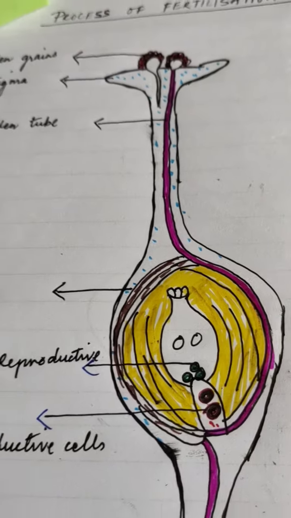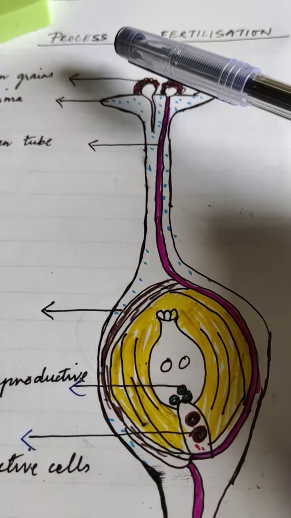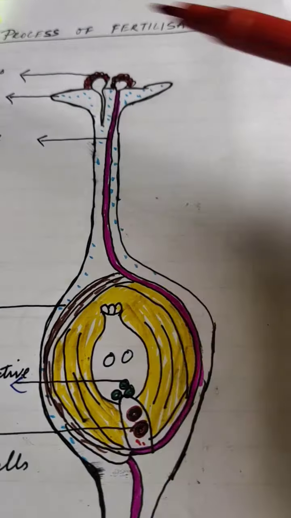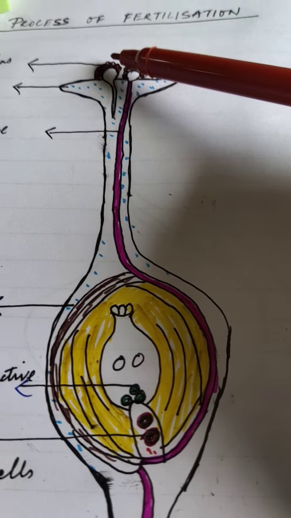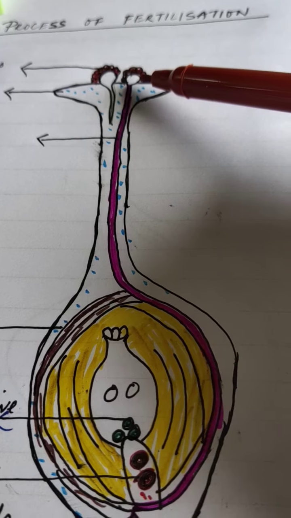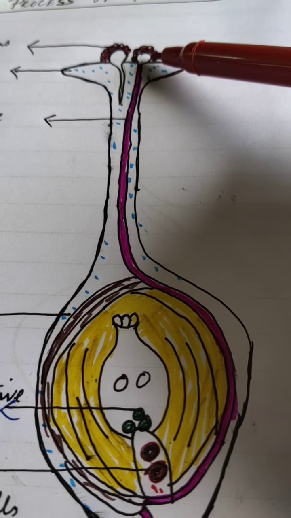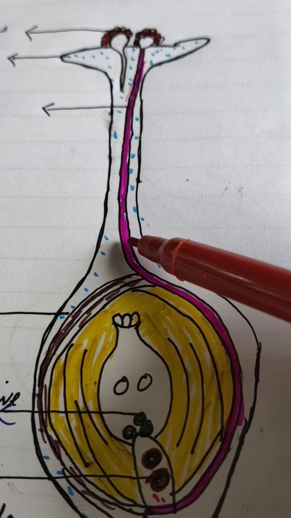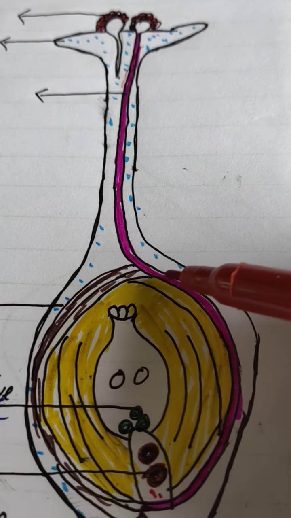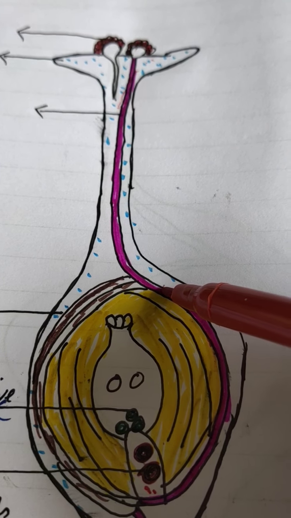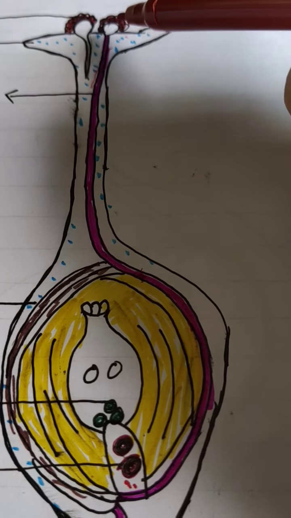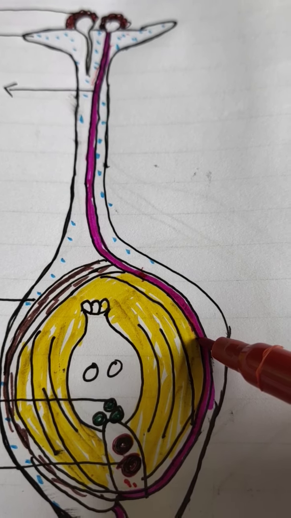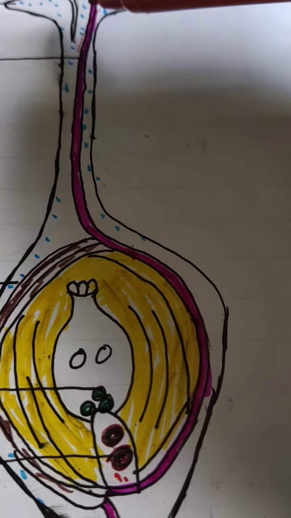Now you can see over here, this is the pollen grain. When it falls on top of the female reproductive part, that is the stigma, it grows into a thin tube. Can you see a thin tube? This tube is known as the pollen tube, and it carries the male reproductive cells from the tip of the stigma through the style.